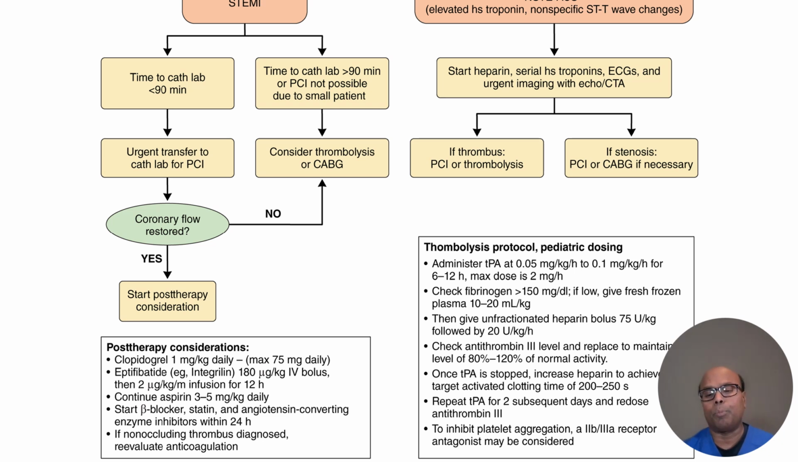Then give unfractionated heparin bolus 75 units per kilo, followed by 20 units per kilo per hour. Check antithrombin 3 levels and replace to maintain the level at 80% to 120% of normal activity. Once TPA is stopped, increase heparin to achieve the target activated clotting time of 200 to 250 seconds. Repeat TPA for 2 subsequent days and redose antithrombin 3. To inhibit platelet aggregation, 2B/3A receptor antagonists may be considered.